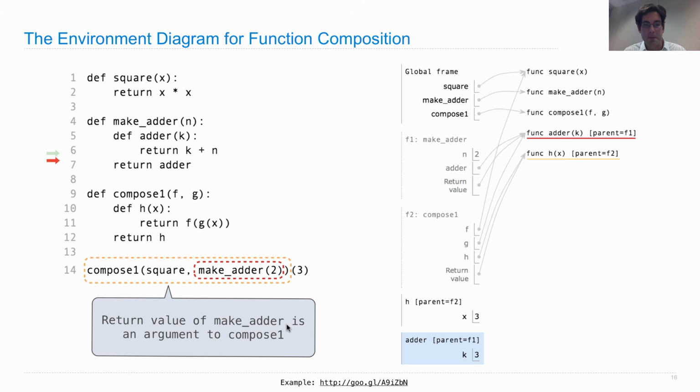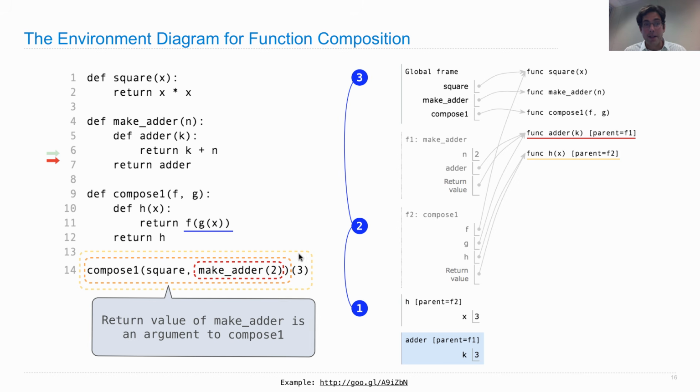And the return value of make adder, the adder function, was passed as an argument to compose. You can see that here. Compose is here. One of its arguments is g, the adder function. Okay, so now we have h. Now we can call h. What happens when we call h? Well, first we evaluate f of g of x, which involves evaluating g of x in this environment. So what's f? Here. What's g? It's there. What's x? It's there.